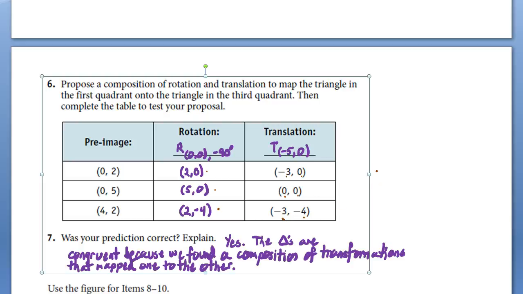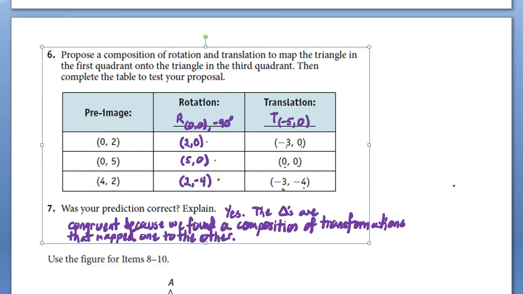Number 7, was our prediction correct? Yes, the triangles are congruent. And our reason is because we did find a composition of transformations that mapped one to the other.